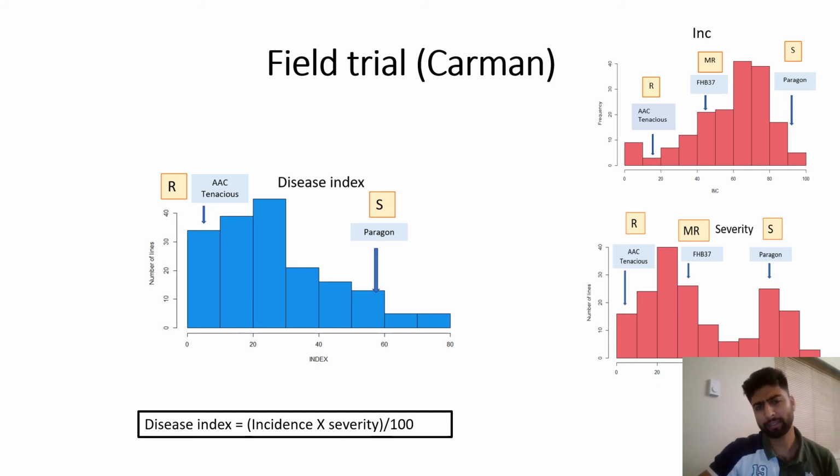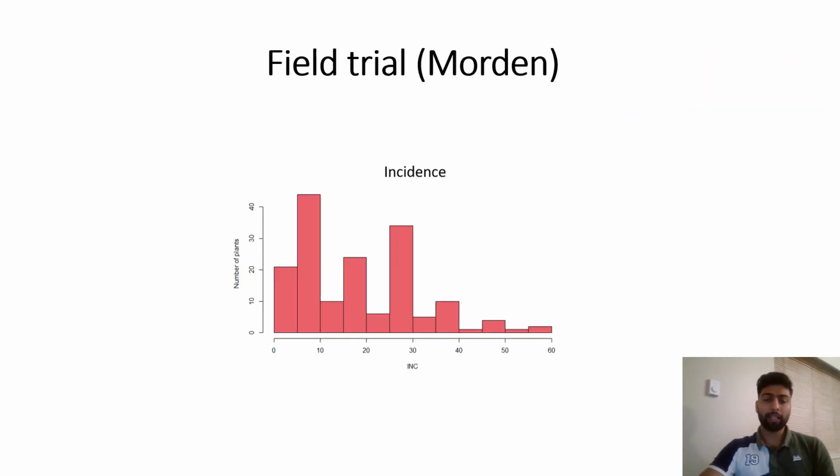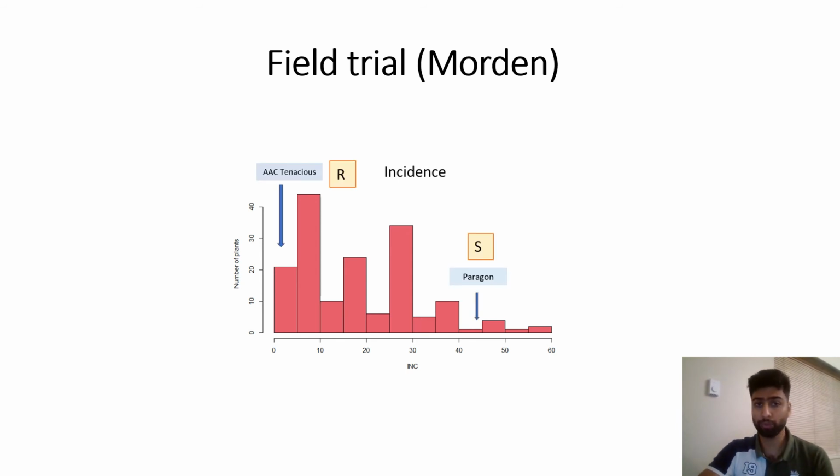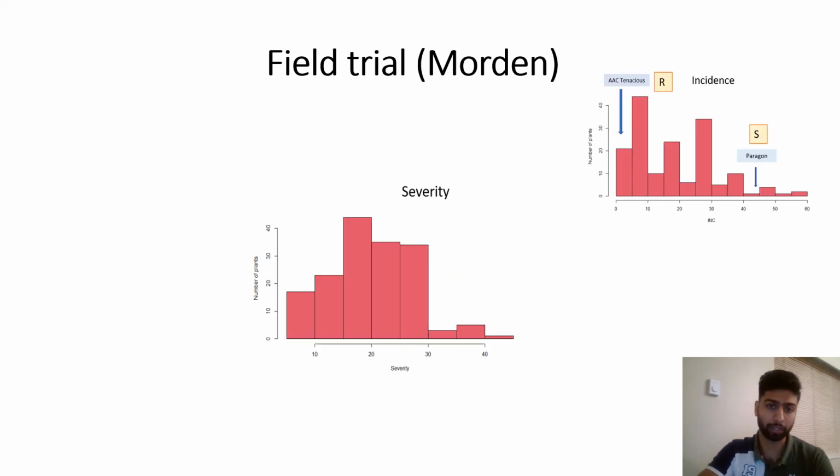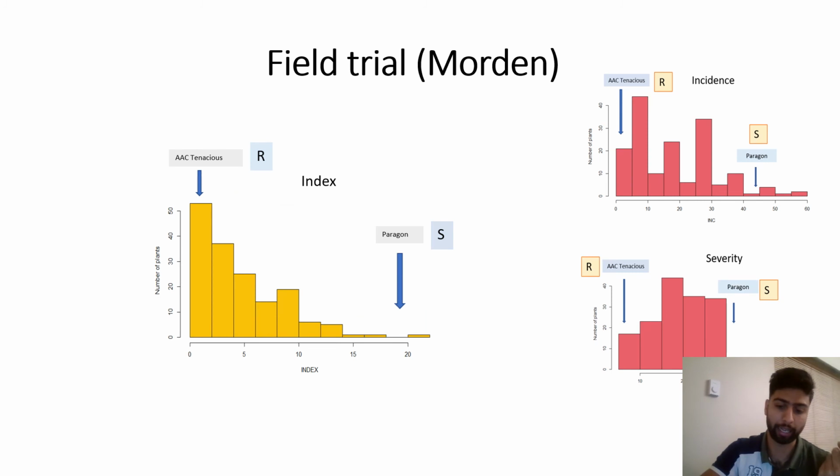And disease index is basically the product of both incidence and severity. It's a combined picture of both the traits. And then you have field trials of Modern incidence. There are two checks. Basically, again, there's presence of transgressive segregants and variation, for the severity and for the index.